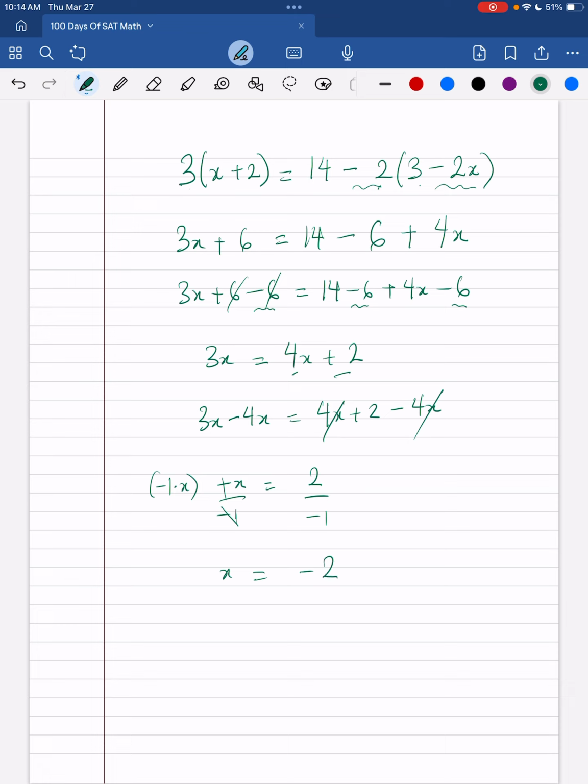All right. Now let's see if that answer is correct. On the left, we have 3 times -2 plus 2, right? Is that equal to 14 minus 2 times 3 minus 2 times -2, which is plus 4. So this is plus 4 here. I did the same. This becomes -2 plus 2 is 0. 0 times 3 is 0 equals 3 plus 4 is 7. 2 times 7 is 14. So this is 14 minus 14, which is 0. So indeed, our answer of -2 is correct.